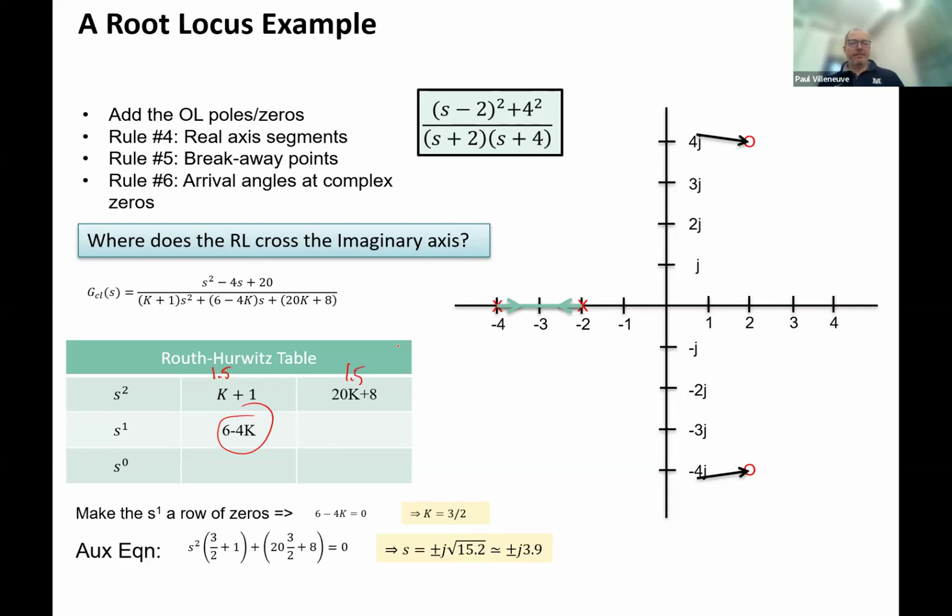So once you know that, you put 1.5 here and 1.5 here, and then you build your auxiliary equation. And when we do that, we end up with s equals plus or minus j 3.9. So that is what it looks like. That is your root locus.